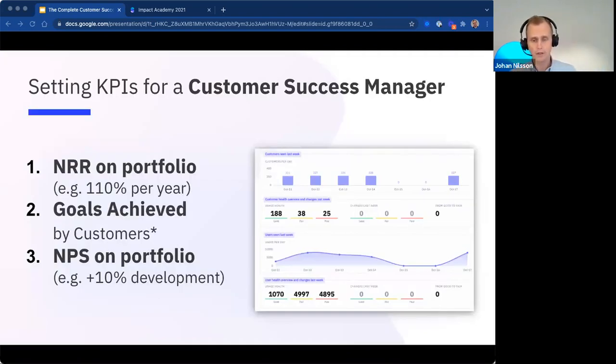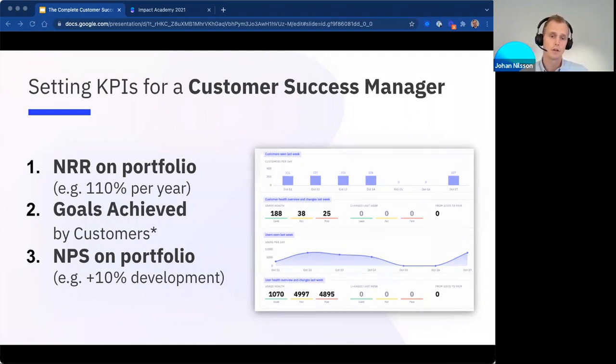So let's boil it down. What should we measure on a customer success manager? We definitely believe that if you're a commercial customer success manager, and of course, how to organize this is a whole webinar by itself, but if you have a portfolio you're responsible for, you should have a net revenue retention target for your portfolio. That could, of course, vary a lot depending on the type of business and the type of customer, but you should have a target on that. That's what we believe in.